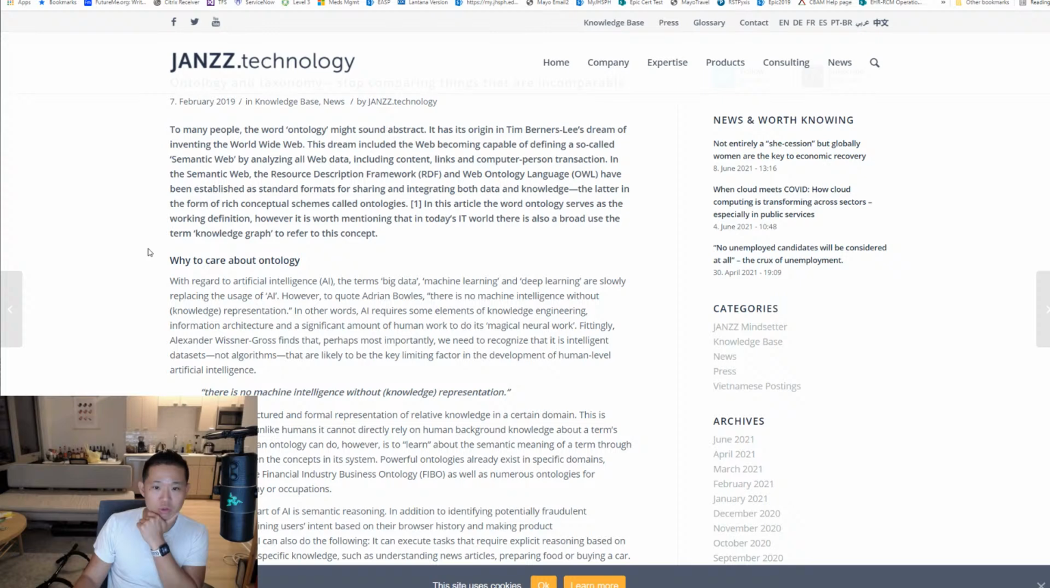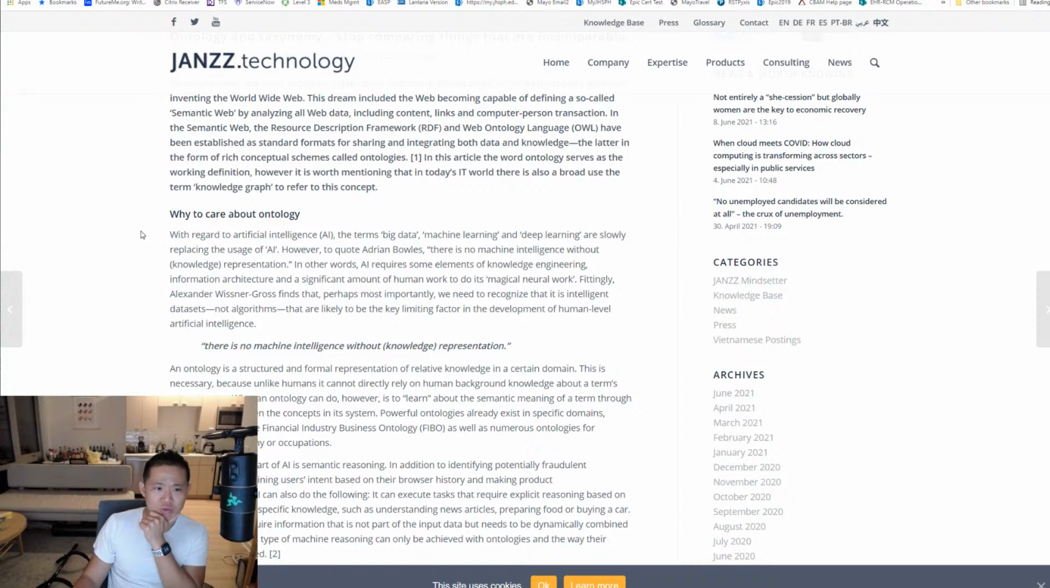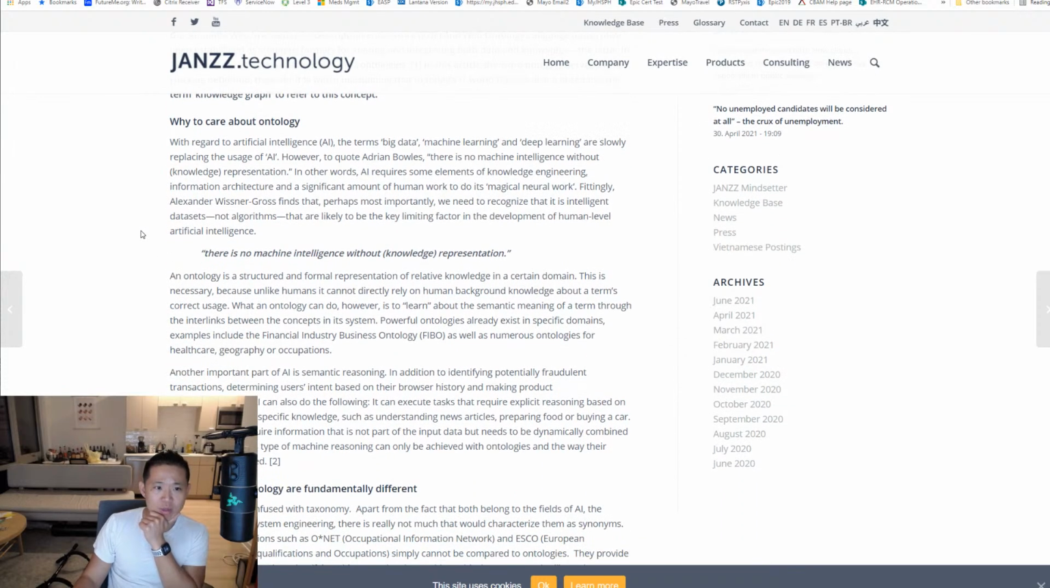In this article, the word ontology serves as the working definition. However, it is worth mentioning that in today's IT world, there is also a broad use of the term knowledge graph to refer to this concept. Why care about ontology? With regard to artificial intelligence, the terms big data, machine learning, and deep learning are slowly replacing the usage of AI. However, to quote Adrian Bowles, there is no machine intelligence without knowledge representation.